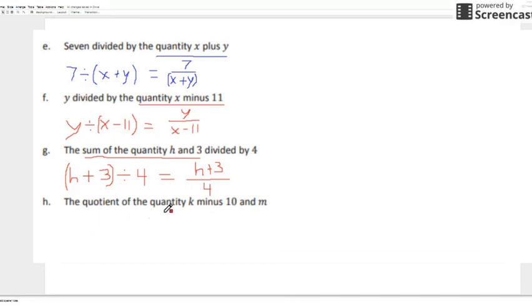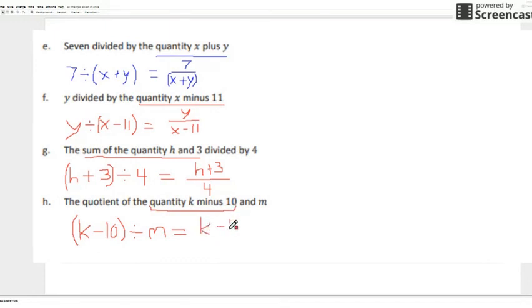The quotient of the quantity, here we go, quantity of these two. So we have to kind of look at this like parentheses here, and then the quotient of this answer and m. So once again, first we have to do k minus 10. So put that in parentheses. And then we're going to find the quotient of the quantity of this and m. So divided by m. So if you gave this a try, hopefully you're checking it out to see if you did it correctly. If not, make sure you make the change.